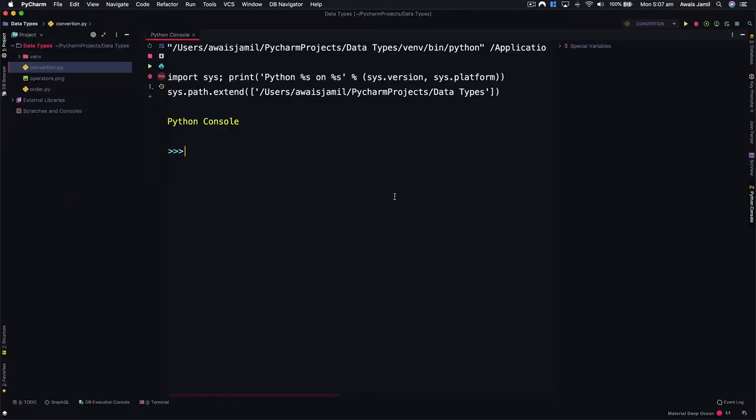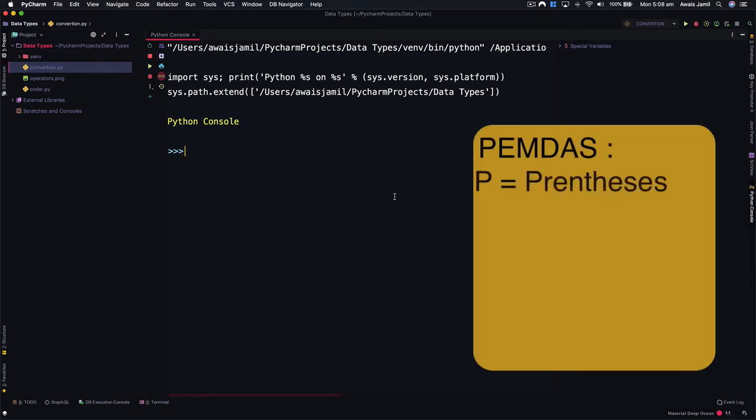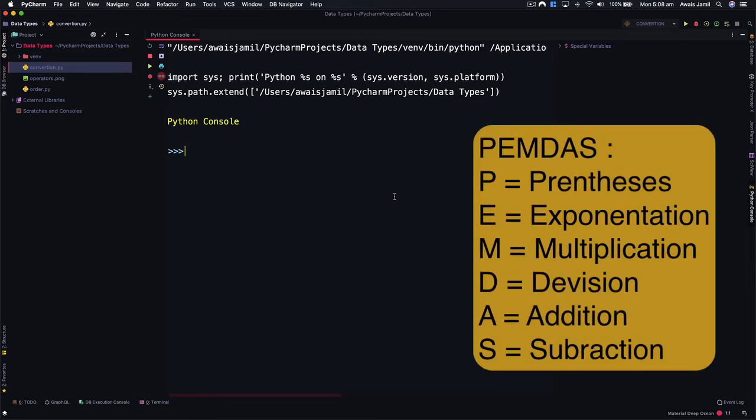Welcome back. In this video, we're going to talk about order of operations. The order of operations is the collection of rules about which procedures should be evaluated first. So in Python, the order in which operators are evaluated is mathematical, using PEMDAS. Parentheses has the highest precedence. Expressions inside parentheses are evaluated first.